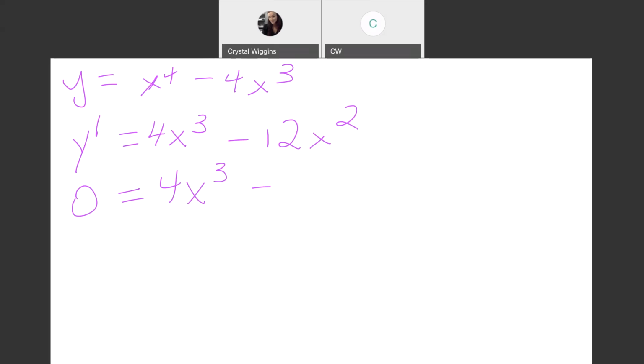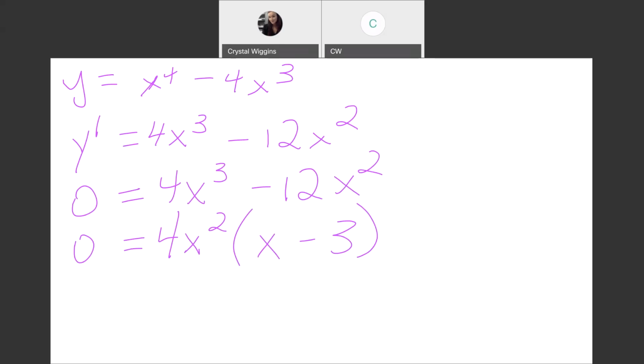So here, both my terms have x's in them, technically both of them have x squareds, and they are both divisible by 4. So I'm going to factor out the greatest common factor before I do anything else. I'm going to take a 4x squared out, leaving me with x minus 3. I have just created a product equal to 0, so I can use my zero product property now to solve for the critical values. Okay, so we have 4x squared as one of the pieces of the product and x minus 3 as the other.